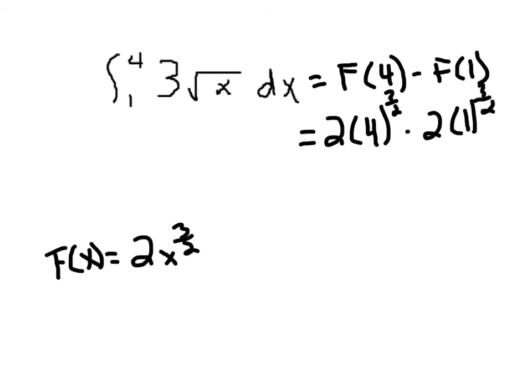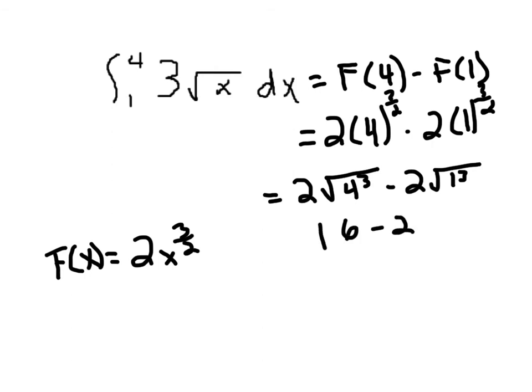Now I got to do some algebra here, so I'm going to convert it into an algebra friendly form. This is equal to 2 times the square root of 4 cubed minus 2 times the square root of 1 cubed. 4 cubed is 64, the square root is 8, so this is 16 minus 2. So I evaluate that at 14.